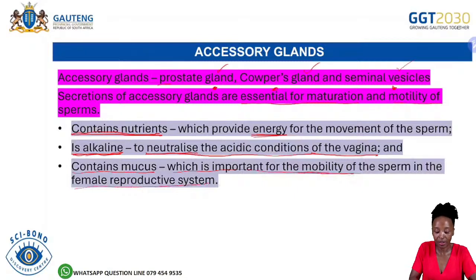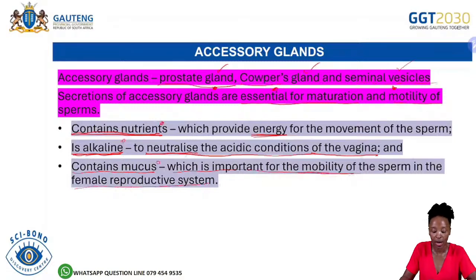So we are talking about the secretions of the prostate, the Cowper's gland, and the seminal vesicle, and we are saying this secretion has nutrients, it is alkaline, there's mucus, and what is the function of each and everything.